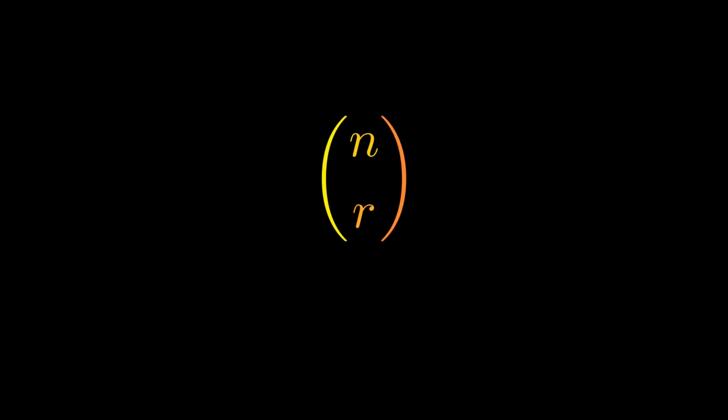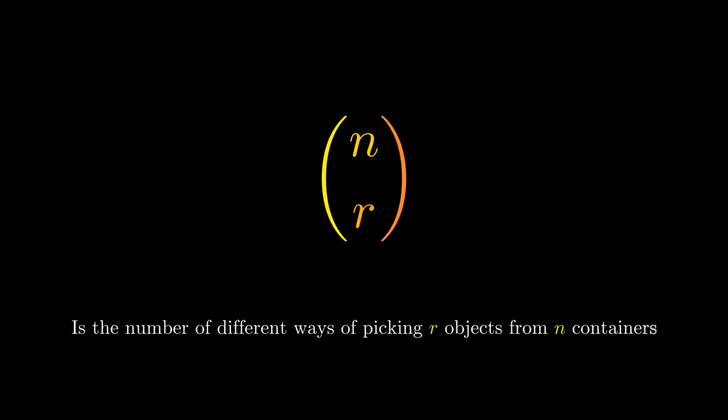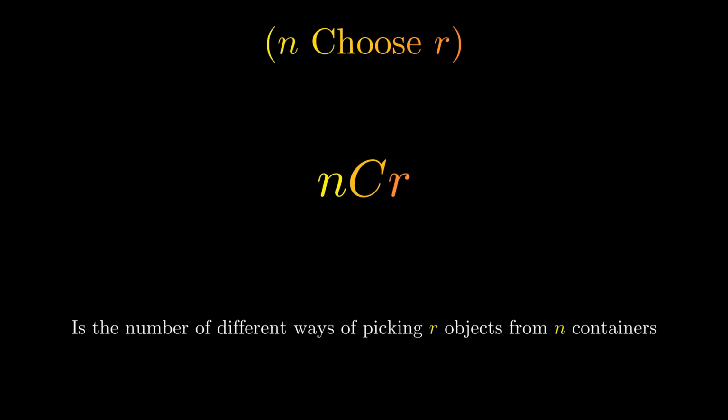Luckily enough, this problem is so common in combinatorics that it has its own notation and its own name. It looks like this. It's pronounced n choose r. And what it gives you, if you plug in the right n for the containers and r for the objects, is the number of different ways of picking them out. That's exactly what we want. Now on your calculator it looks more like this. It has a different notation, but it does the same thing.